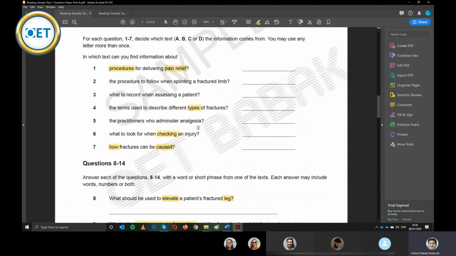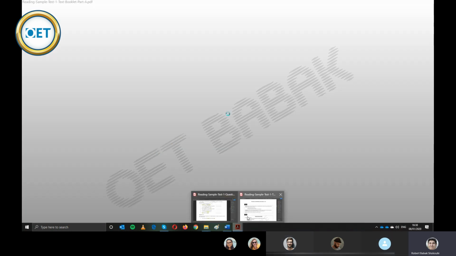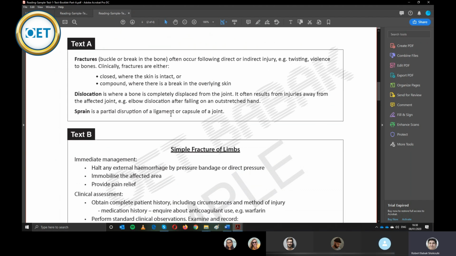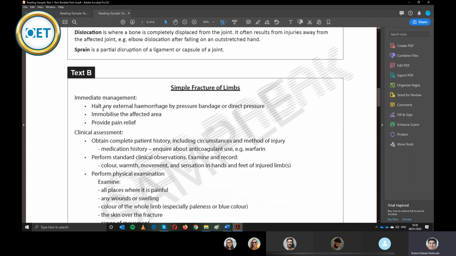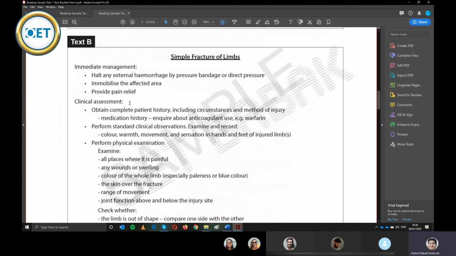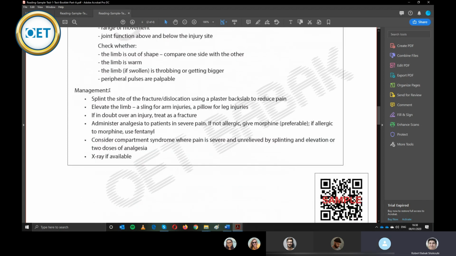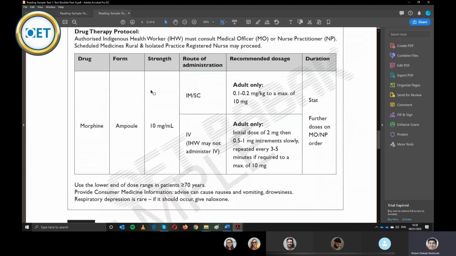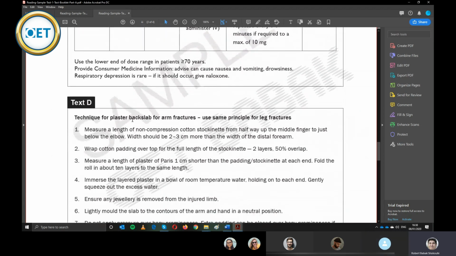Procedures for delivering pain relief. Now, so what do you think? If we quickly look, fractures, what happens, they occur following injury, dislocation, sprain, so it actually explains what they are. Then immediate management, clinical assessment, and management. And then here, drug therapy protocol. And here, techniques for plaster back slab for arm fractures or leg fractures.